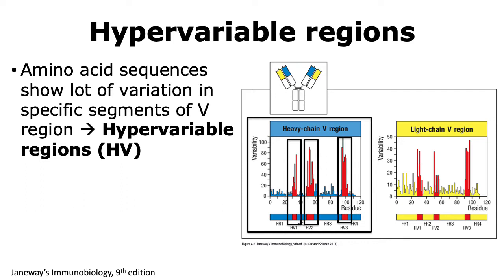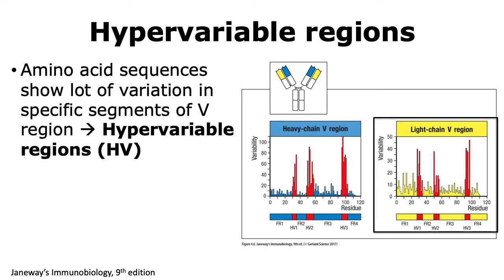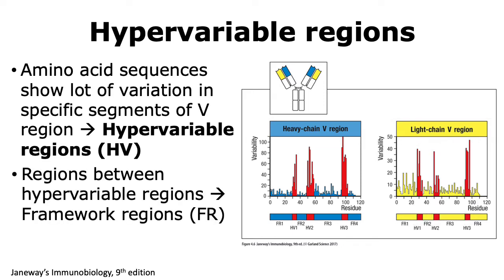Now this is seen in the V region of the heavy chain, but it is also seen in the V region of the light chain. So here also we can see that there are 3 regions where there is a lot of variability in the amino acid sequence. The regions between these hypervariable regions, which are shown in blue or yellow in the case of the heavy chain and the light chain respectively, are called the framework regions. Now, where do these hypervariable regions lie when we look at the 2-dimensional structure of the immunoglobulin?